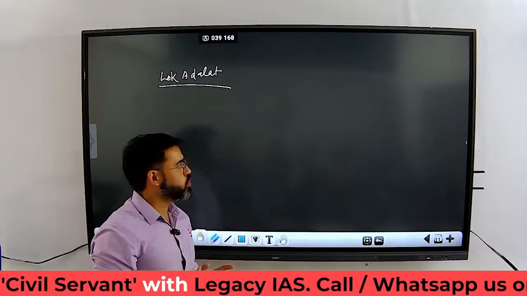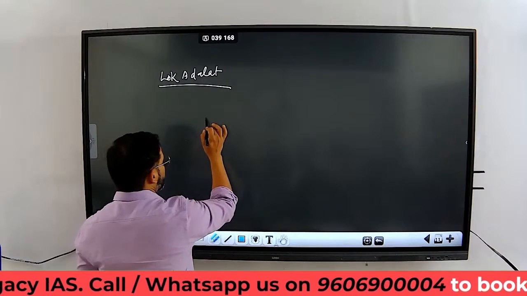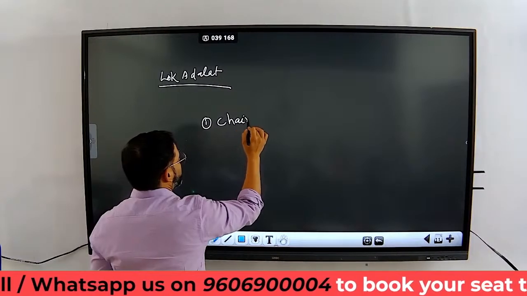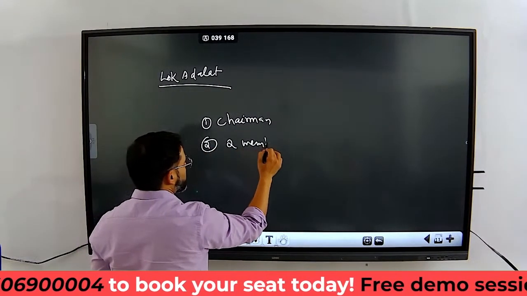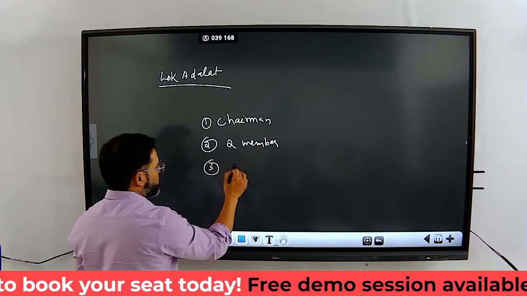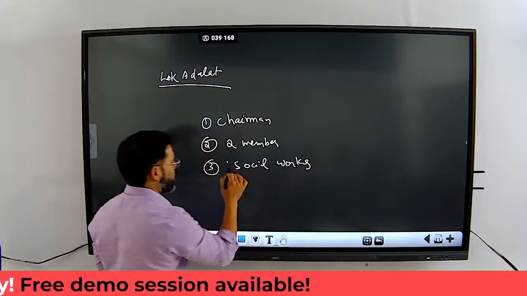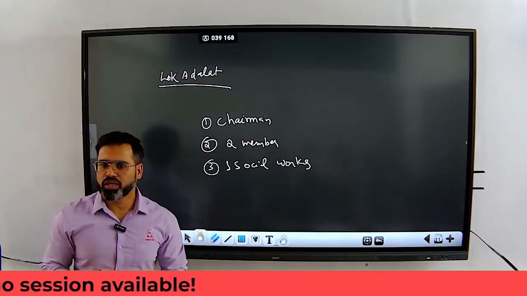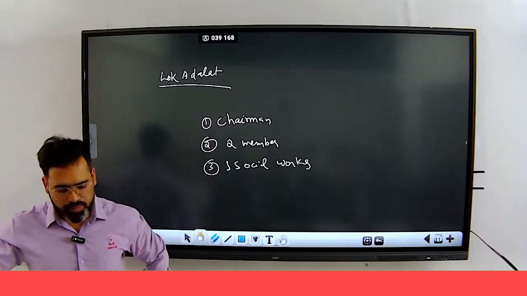Now, composition of Lok Adalat. So in the composition there will be one chairman, two members, and the third is one social worker. These are the members of the Lok Adalat: chairman, two members and one social worker.